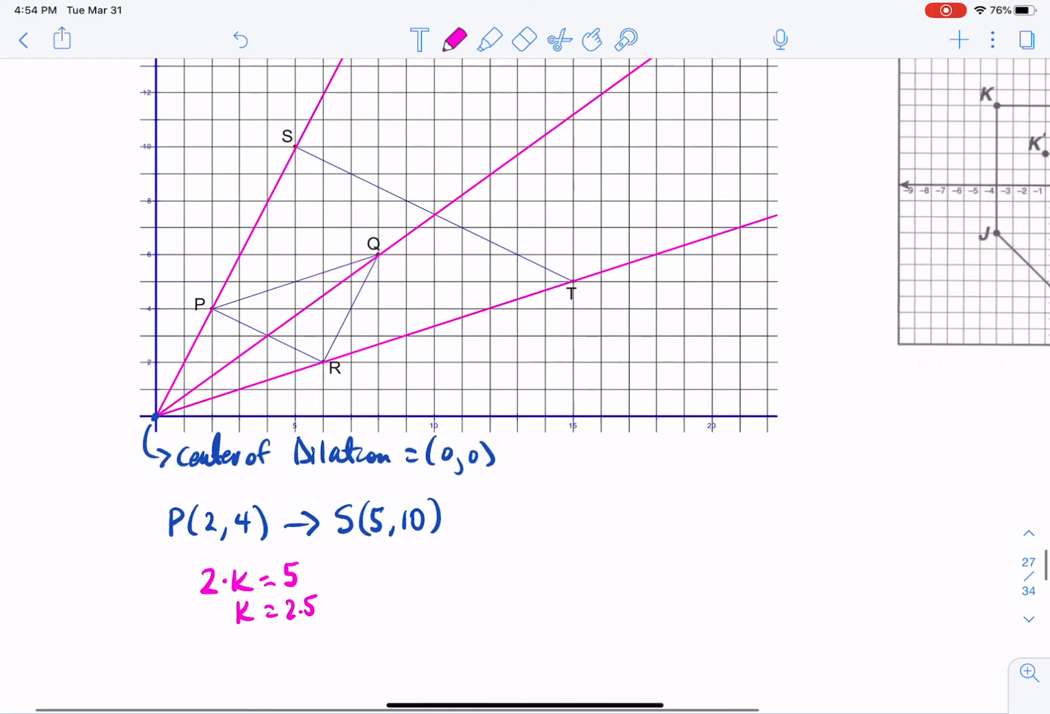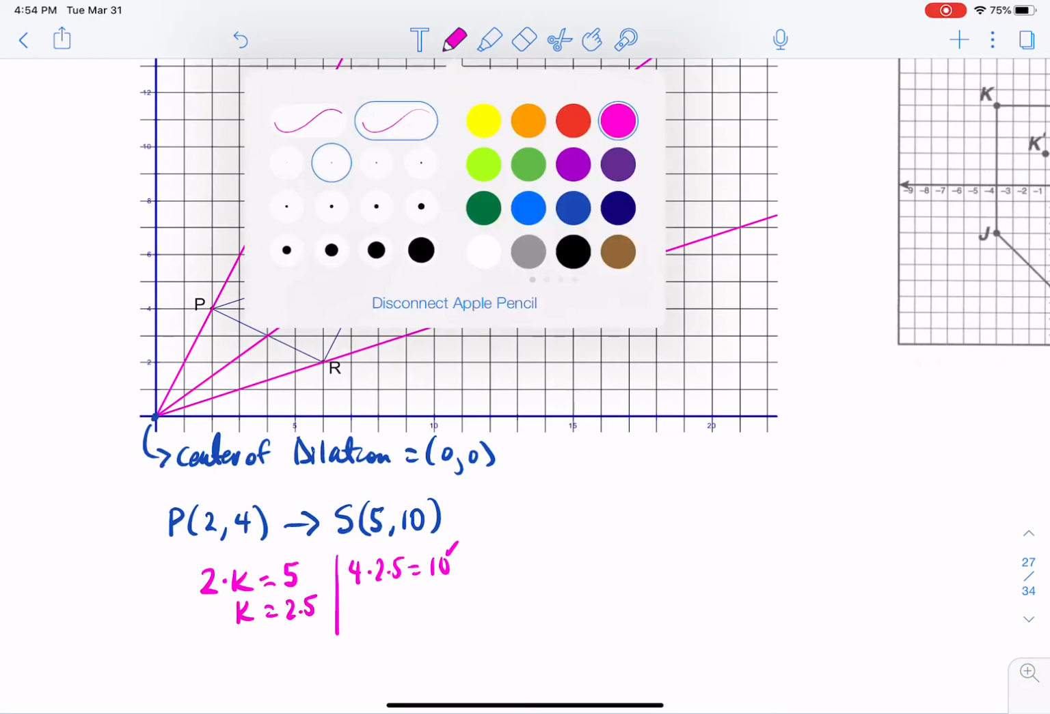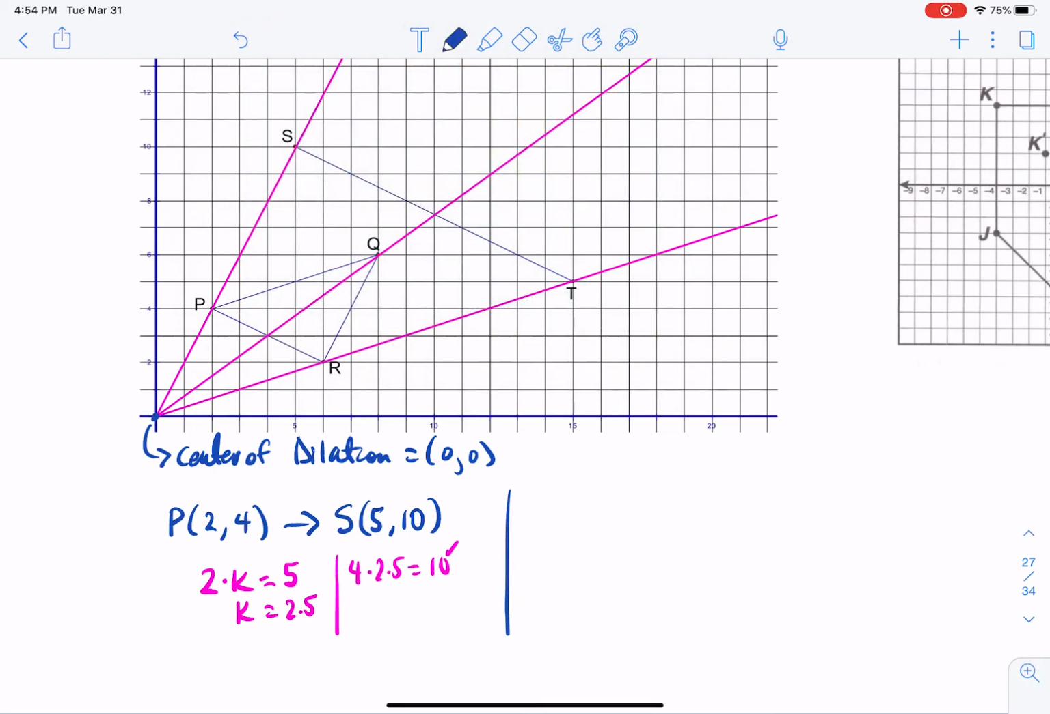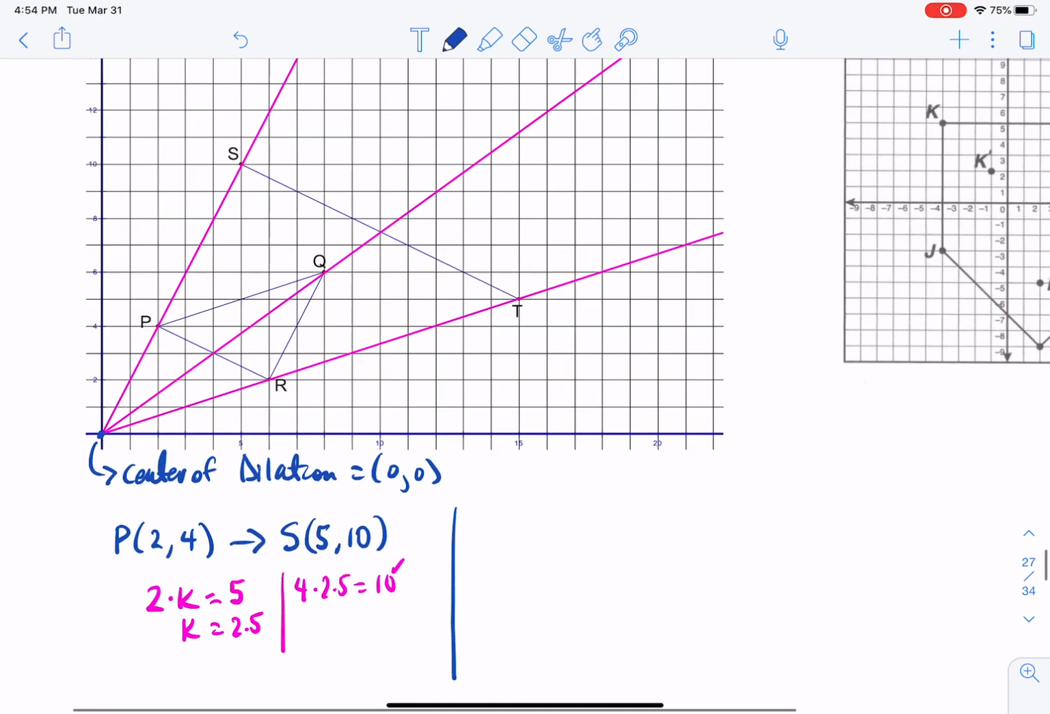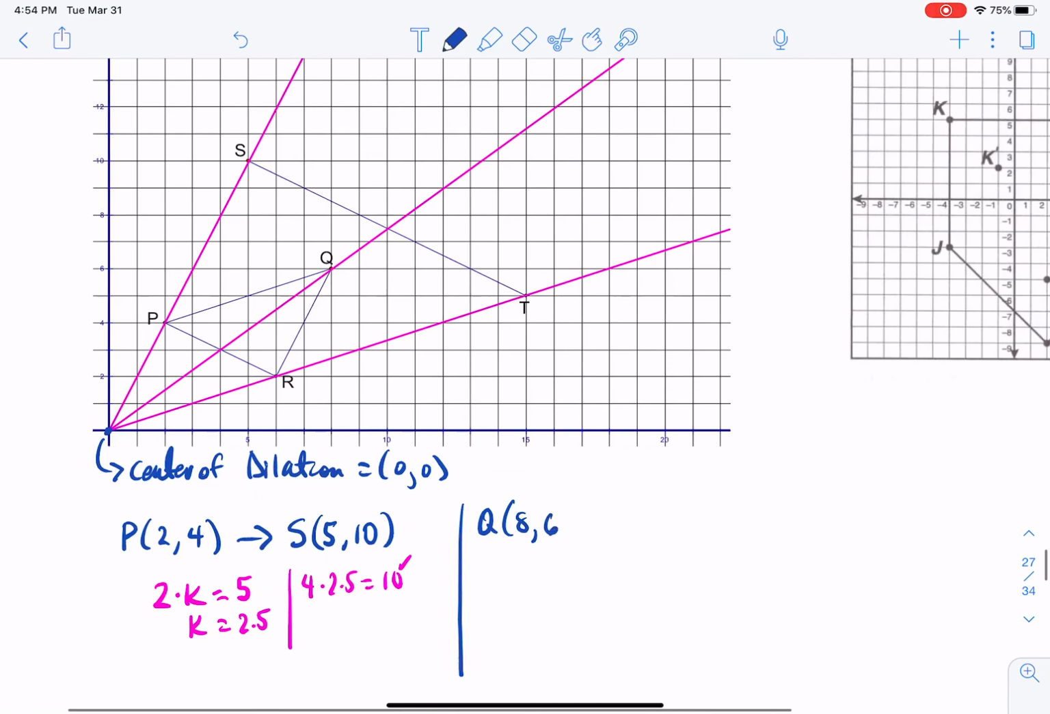Let's verify that with, like, 4. Is 4 times 2.5 equal to 10? Well, 4 times 2 would be 8, and half of 4 is 2. 2 more than that is definitely 10, so it definitely checks out. So then, what I want to do is find the coordinates of point Q and also multiply it by 2.5. So Q is at 8, 6.